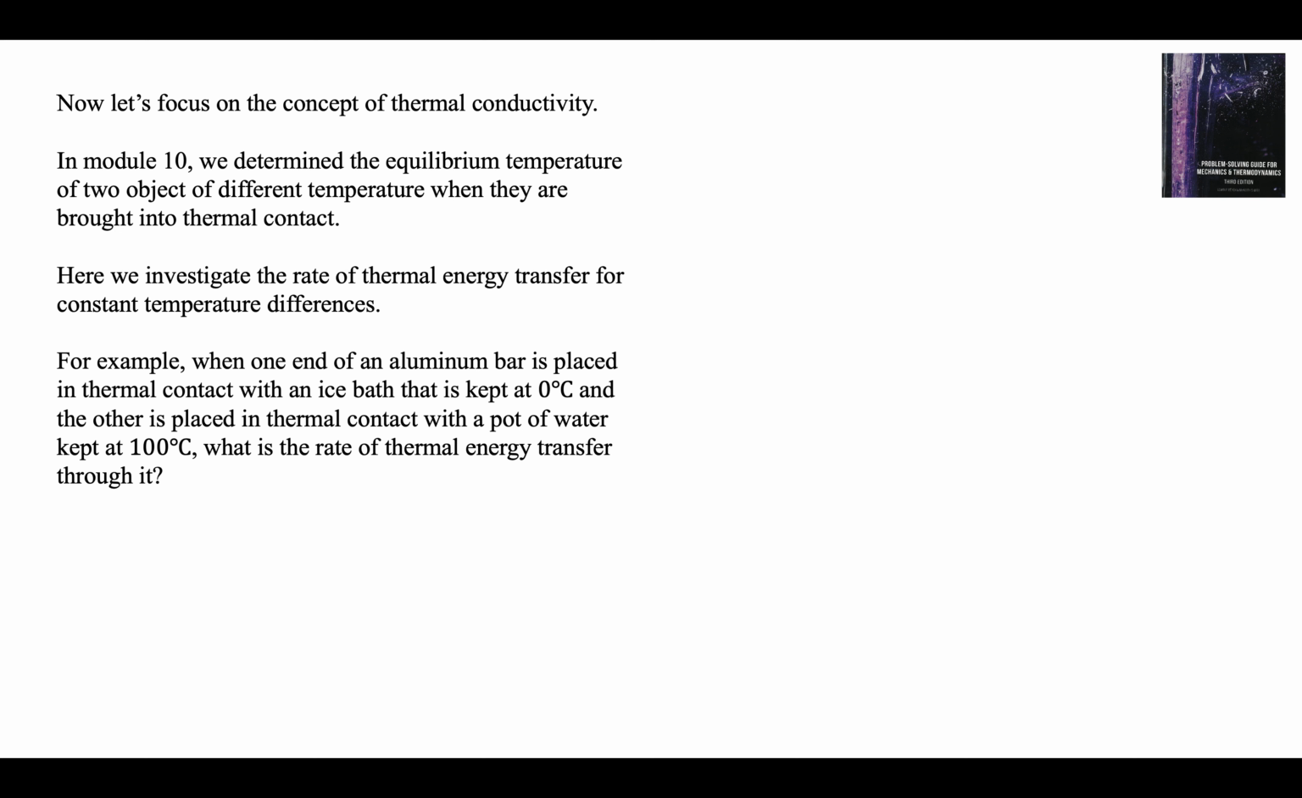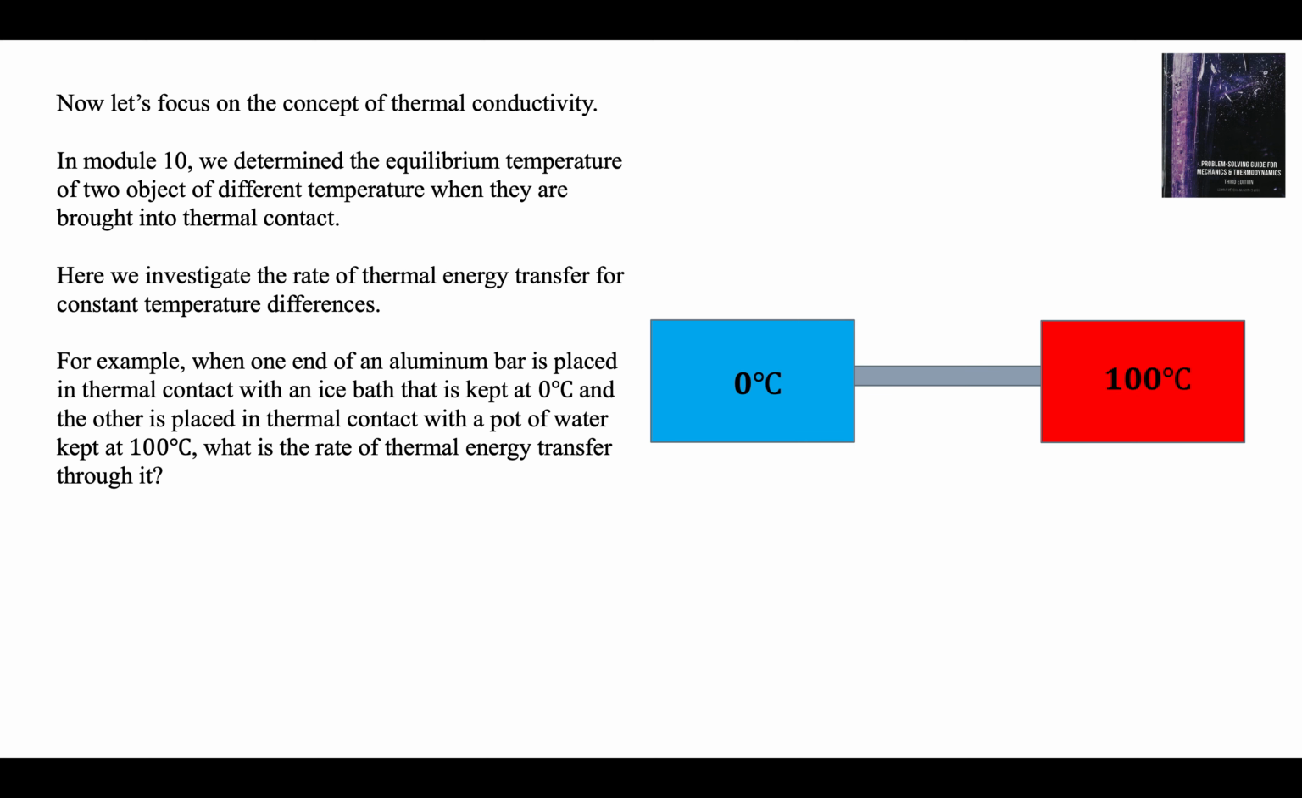So if we have an aluminum bar and we place one end in an ice bath, kept at 0 degrees Celsius, and the other end in a pot of boiling water, kept at 100 degrees Celsius, how much thermal energy is flowing through the bar per second? What's the rate of thermal energy transfer from the boiling water, hot water, to the cold water?